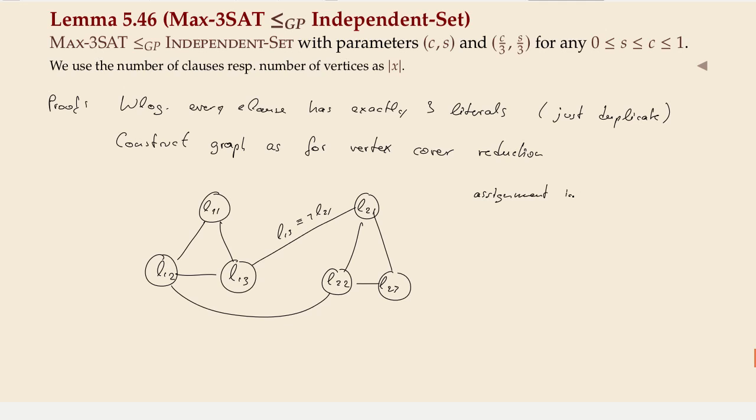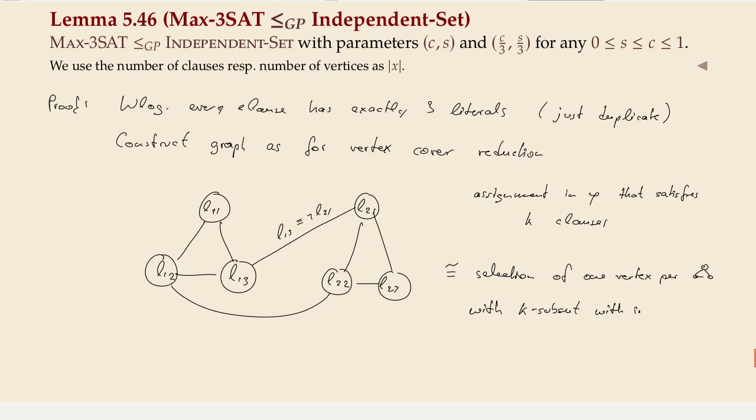Now the assignments in the formula for the variables, if that satisfies k clauses, they now correspond to a selection of nodes where we pick 1 vertex per triangle. And there's a subset among these selected nodes of k nodes that is independent.